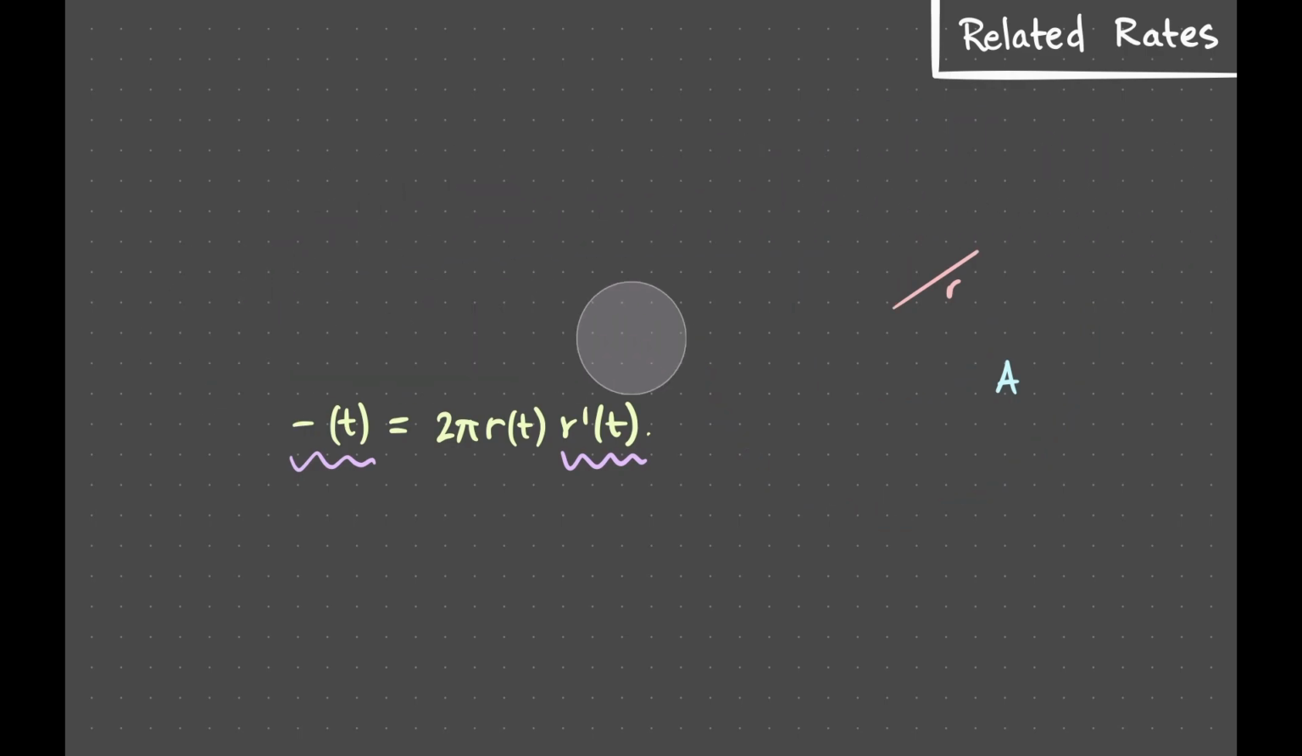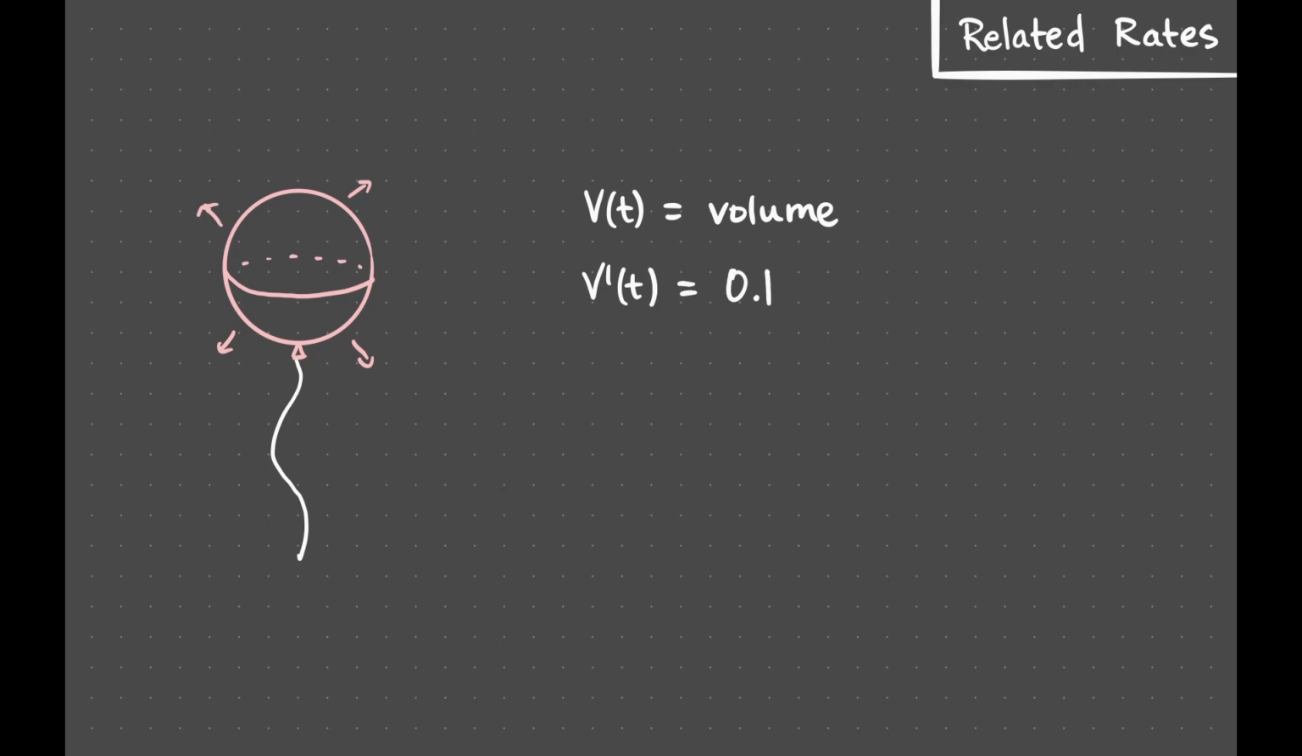For example, suppose that a spherical balloon is being pumped with air in such a way that the rate of change of volume of air is constant, say 0.1 meters cubed per second. In other words, if we let V of t be the volume of the balloon at time t, then we are assuming that V prime of t equals the constant 0.1. This is a reasonable assumption because, for example, the balloon could be filling with air by a machine, which is able to pump in air at a constant rate, which we're assuming to be 0.1 meters cubed per second.